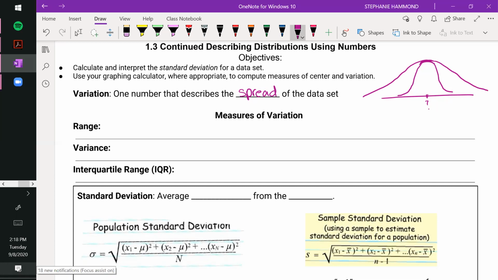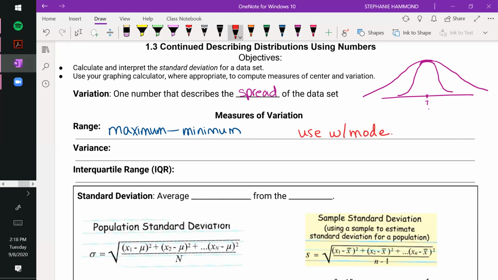We have 4 basic types of variation that we're going to learn about in this class. One of them is range. To calculate the range, you just take the maximum value in your data set and subtract the minimum value. Easy. We like to use the range anytime that we're using the mode as our center. So that's not very often.